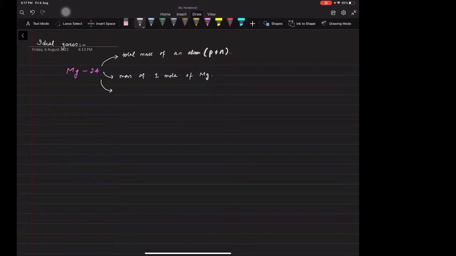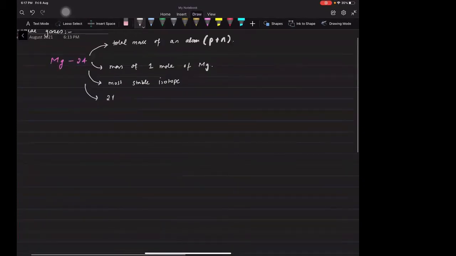Now, okay, so this is the most stable isotope of any element. Just Mg24 is the most stable isotope of Mg. And finally, it means that it is 24 times hydrogen, because hydrogen is just 1. Okay.